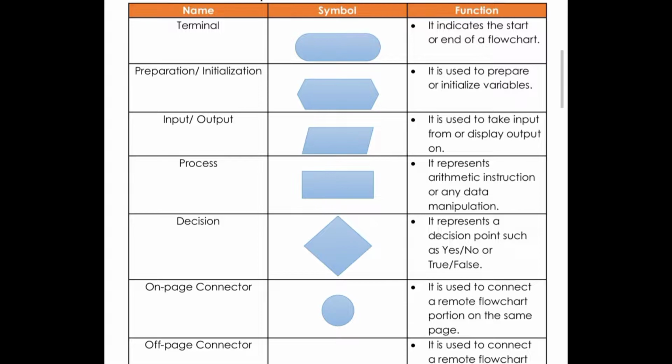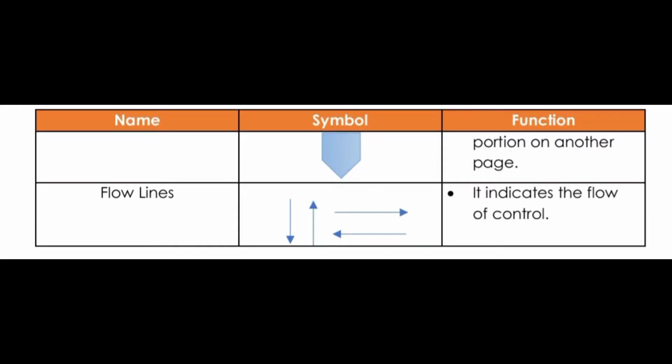Decision. It represents a decision point such as yes or no, or true or false. On-page connector. It is used to connect a remote flowchart portion on the same page. Off-page connector. It is used to connect a remote flowchart portion on another page. Flow lines. They indicate the flow of control.